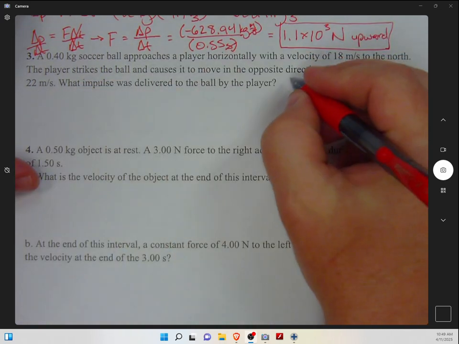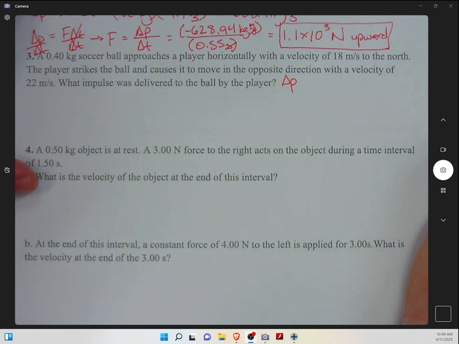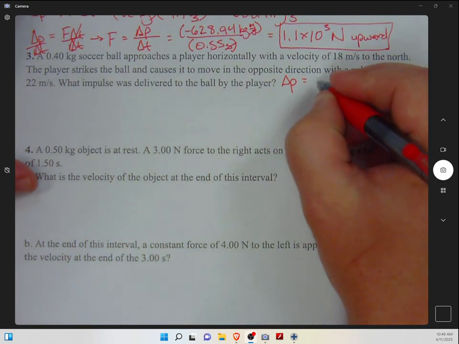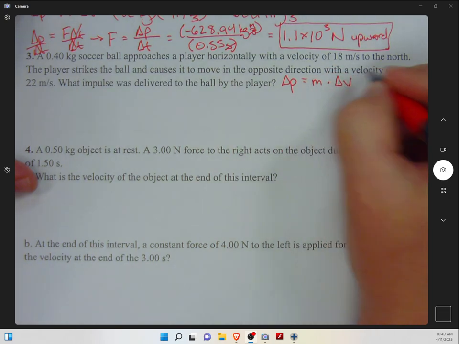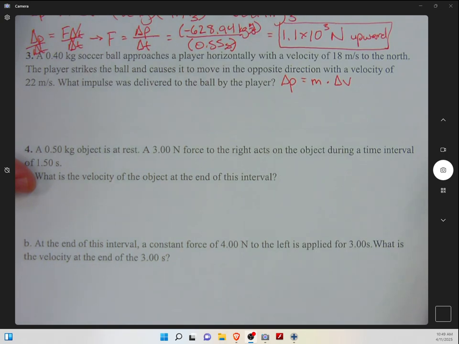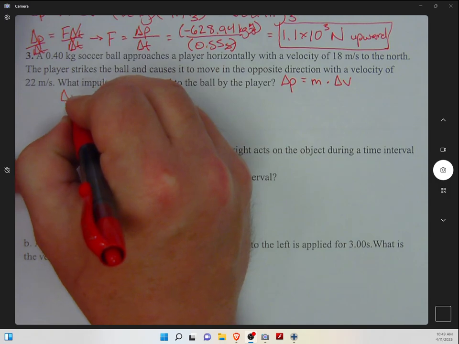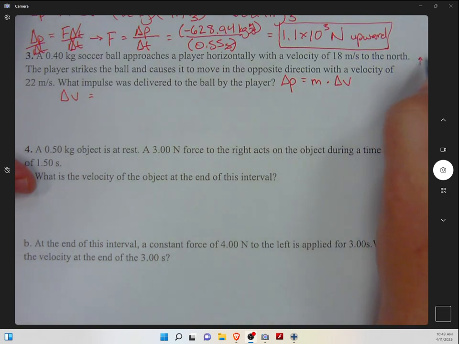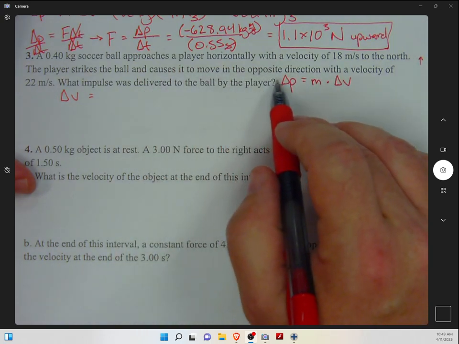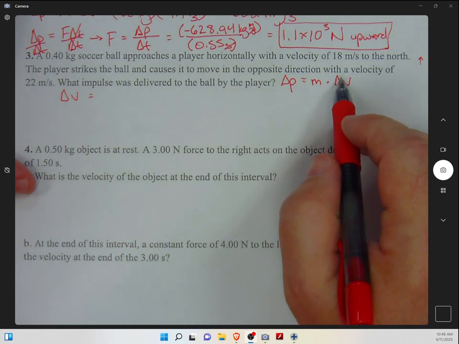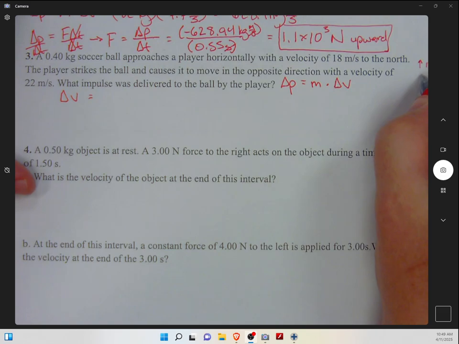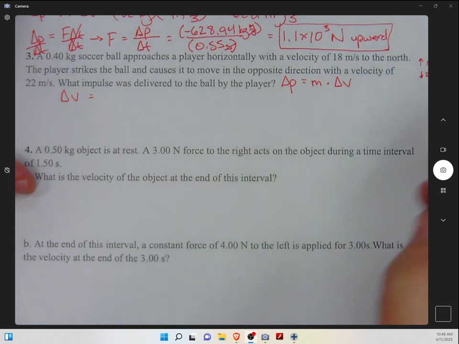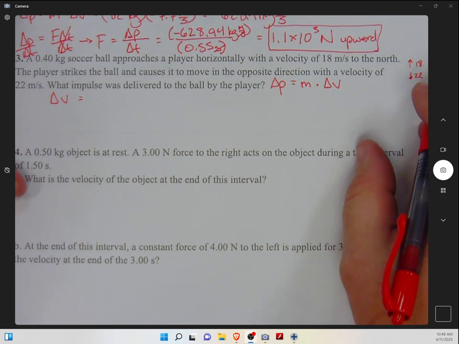Well, we know that impulse, change in momentum, is equal to mass times a change in velocity. Well, we have a change in velocity that is equal to, let's see, so this is going 18 that way, right? And then we get to go in the opposite direction. Yeah, so up 18, south's going to be 22. Okay, so I got that straight. You can actually see it on the screen.